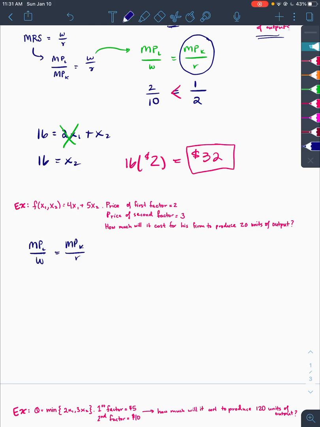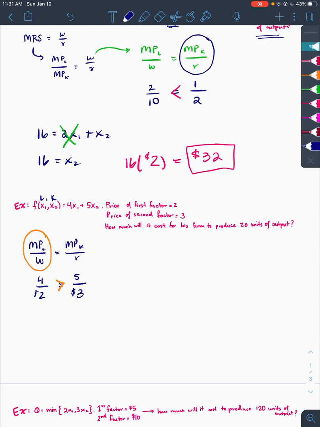Now I know that my MPL, again, this is our labor, and this is our capital. We're just assuming that. I know that the partial derivative with respect to L is 4, and the wage is just $2. And here the partial derivative with respect to K is 5, and this is $3, right? Which is larger, 4 over 2 or 5 over 3? I know that I get more utility when we're just focusing on labor. So Bob should just focus on labor here.